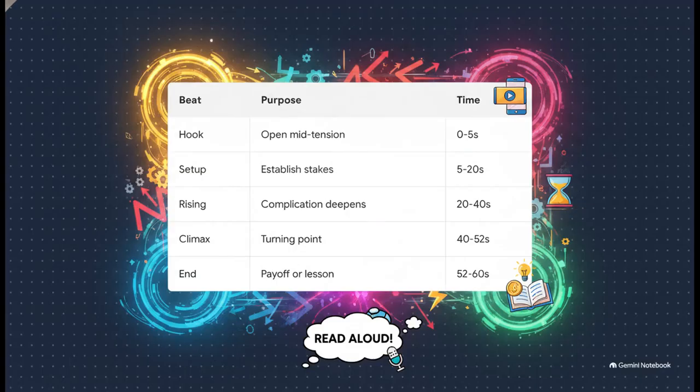You can actually prompt an AI tool to write a perfectly paced 60-second script using this exact beat breakdown. So 0 to 5 seconds is your hook, always open mid-tension. Then you've got your setup, rising action, your climax right at the 40-second mark, and a resolution or gut punch ending by the 60th second. Oh, and a major pro tip here, for my visual learners, always read the script aloud once AI generates it. If it sounds like a robot wrote it, just rewrite those lines until it sounds human.